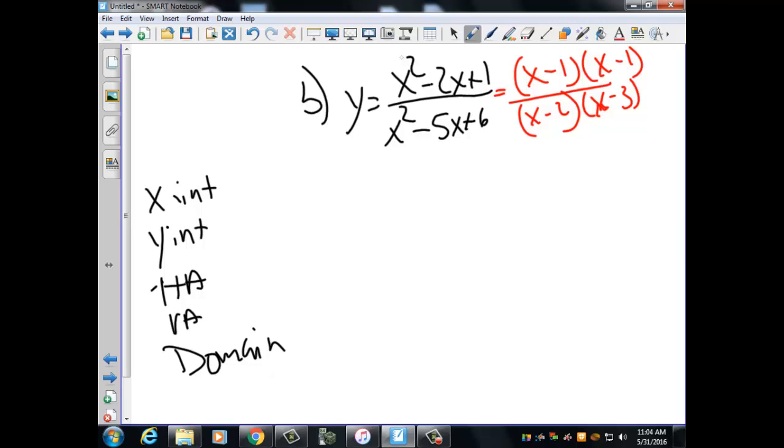Now, to get the x-intercept, set the top piece equal to 0. You get x equals 1. That's the only place where that's equal to 0. You set each of those equal to 0. To find the y-intercept, you plug in x is 0. You can either do that on the factored form or the non-factored form. It doesn't matter. I would probably plug in x is 0 here. And you'll get y equals 1/6.